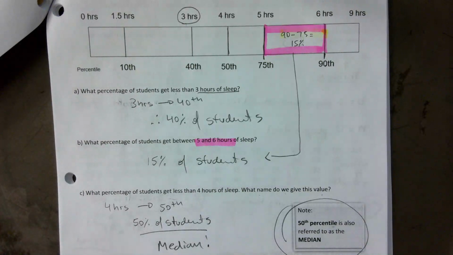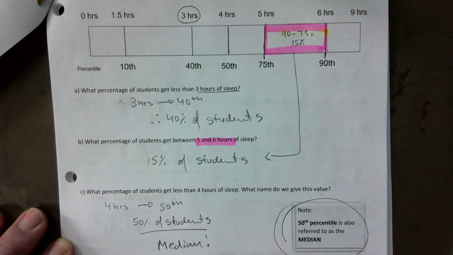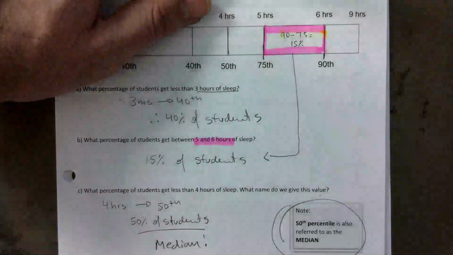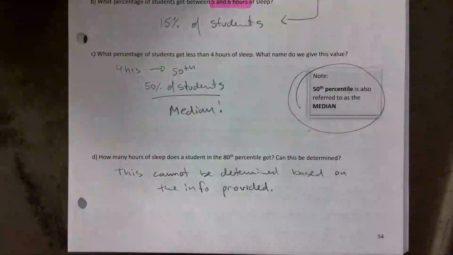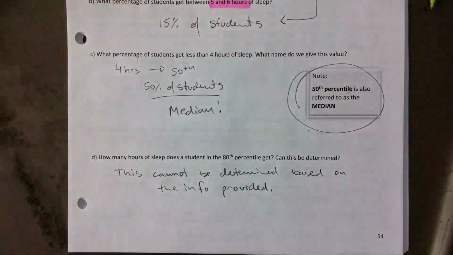How many hours of sleep does a student in the 80th percentile get? How can this be determined? This cannot be determined. Cannot be determined based on the info provided. So there have been instances where the province has asked that. Oh, you can't see that, sorry. There. This cannot be determined based on the info provided. We just don't know. Could be a guess.